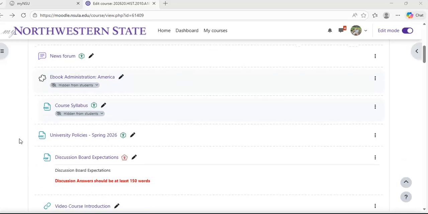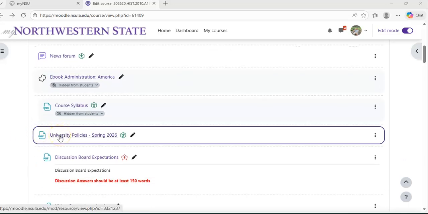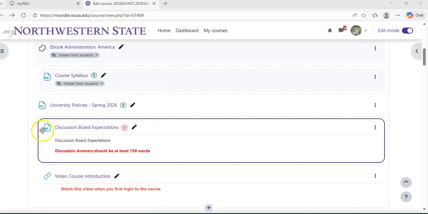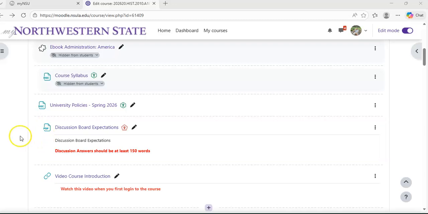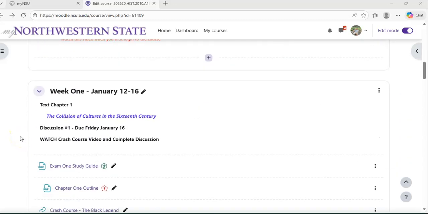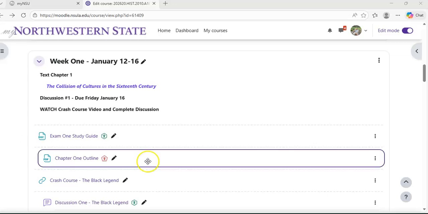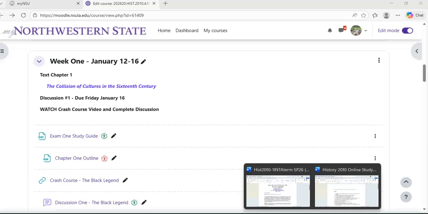We have the university policies for the spring 2026. That's a Word document that you can open up and go through. Sometimes it's attached and actually placed inside a syllabus. The discussion board expectations are here. We'll mention those as we go along. And for the most part, we'll use the syllabus as it comes up and then go back and forth between the syllabus and what we have here in Moodle. All right, so let's take a look at that syllabus.